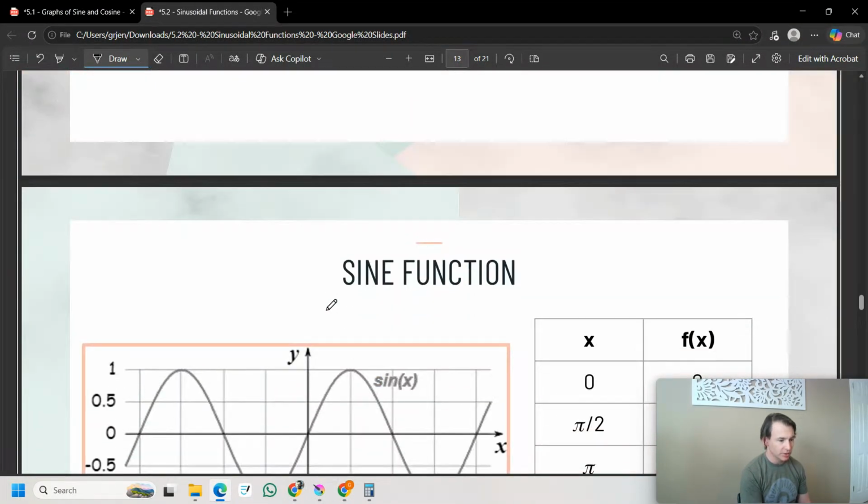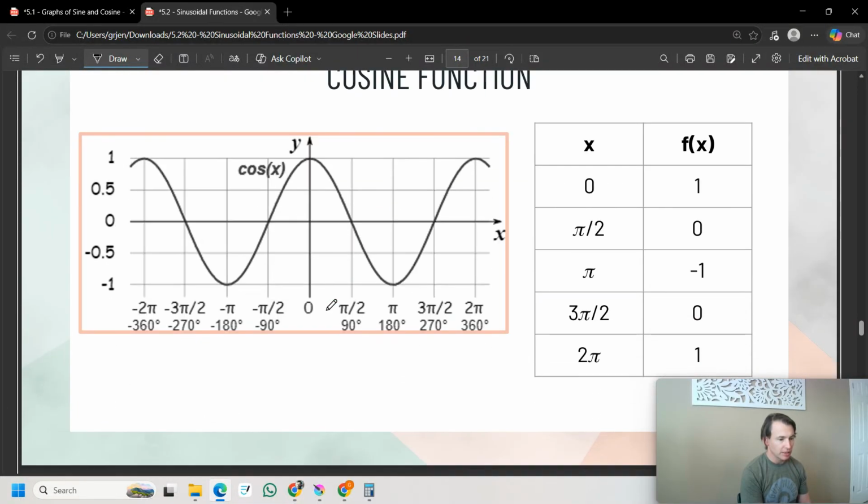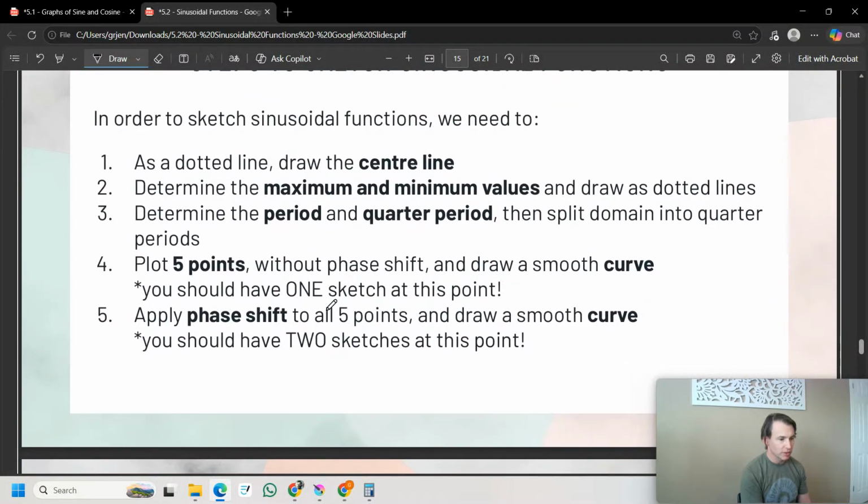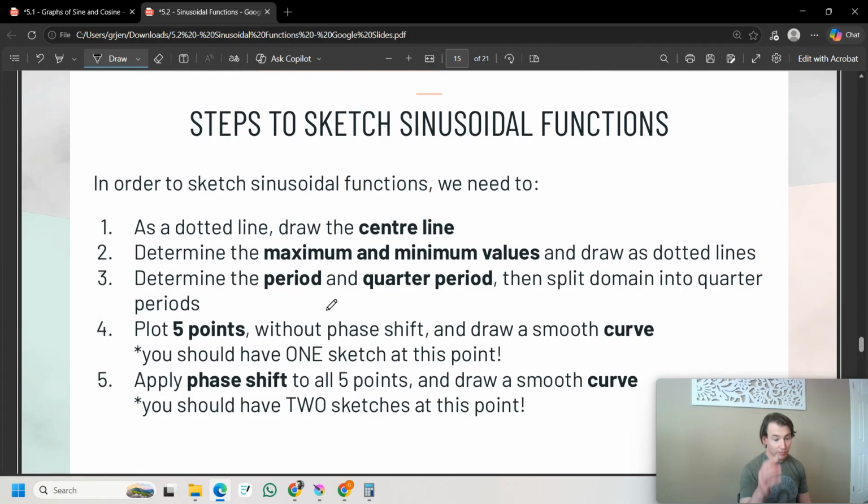Okay, and then this just gives us more space, and that's the sine function that we know and the cosine function that we know. So here, this is a step-by-step of how you can do it. So first, draw the center line, and you can do dotted lines for your maxima and minima. So you're going to go center line, then your maxima and your minima, and that's your range, right?